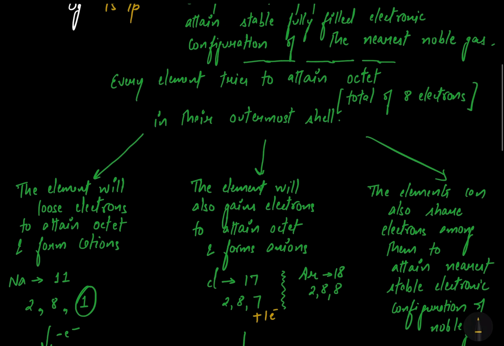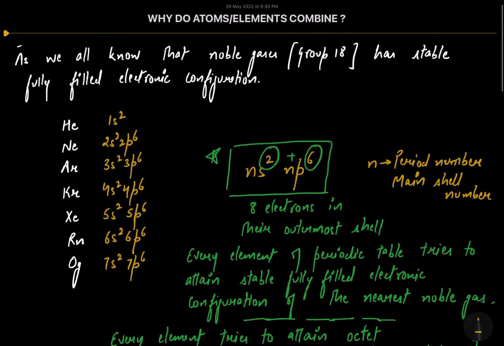Why do elements combine? I'm repeating it again. Because every element in the periodic table tries to attain the stable nearest noble gas configuration. And how can the element do that? Either by gaining electrons, or by losing electrons, or by sharing electrons. If an element loses electrons, it forms a cation. If an element gains electrons, it forms an anion. So the electrostatic forces will form between the oppositely charged ions, that's cations and anions, and that's called an ionic bond, which we are going to discuss later in the lecture videos.